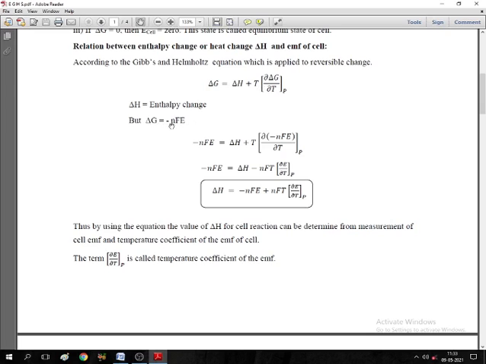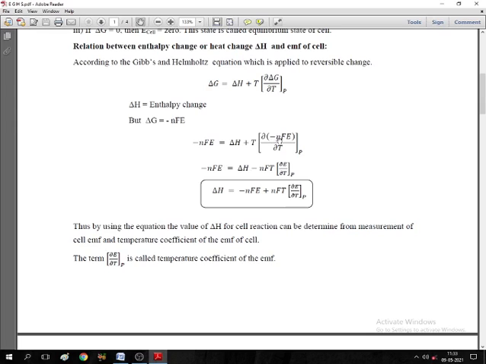Delta G is equal to minus NFE. Now put the value of this delta G in this equation. Here, instead of delta G, minus NFE. Now rearrange it: minus NFE is delta H plus the term.